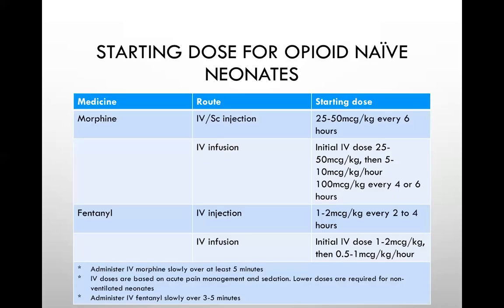The starting doses of opioids in neonates for morphine for intravenous or subcutaneous injection, you start at a very low dose, which is 25 to 50 micrograms per kilogram every 6 hours. And for fentanyl, IV injection is 1 to 2 micrograms per kilogram every 2 to 4 hours. But the recommendation is to work together with a pain specialist, the pediatrician, or anesthetist when you're planning to give IV opioids. It's better to involve them and work with them before you begin the IV opioids.